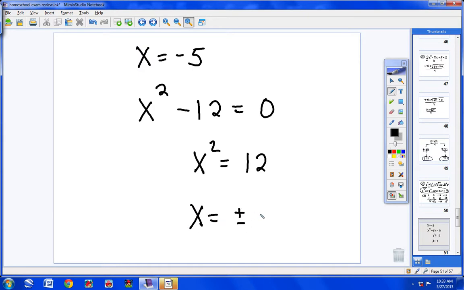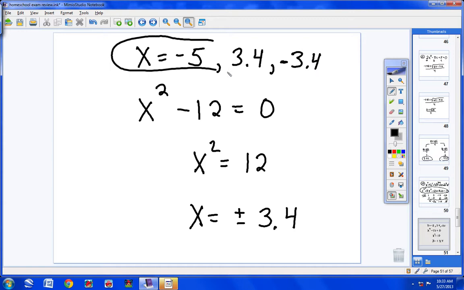Plus, minus, that'd be 3 point something. I'm just going to guess. Let's see, 9, 16, about 3.4. I'm estimating that, 3.4. So there's your answers. X equals negative 5 and 3.4 and negative 3.4. There's your 3 answers right there. That was really poorly taught. Let's not beat around the bush about that, and I apologize, but that is how you do it.